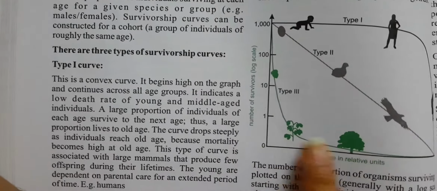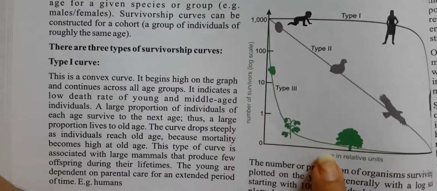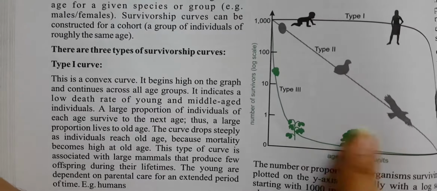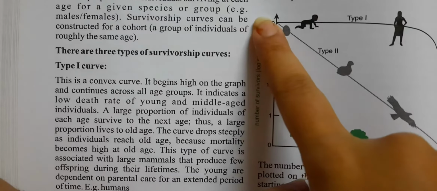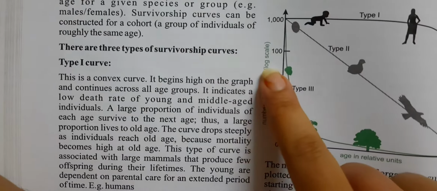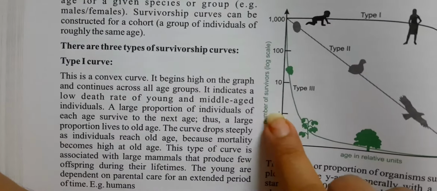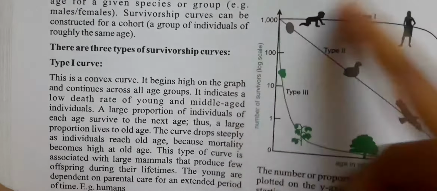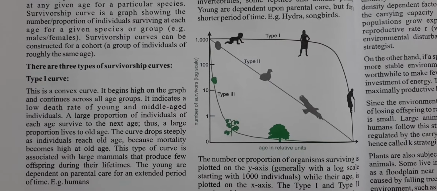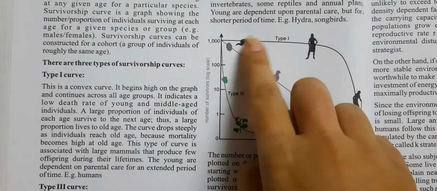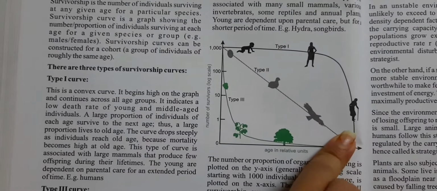Here we have the x-axis and y-axis. On the x-axis, age groups are given, and on the y-axis the number of survivors is given, meaning 0, 1, 10, 100 and 1000. Let us study the type 1 survivorship curve. So this one is the type 1 survivorship curve.